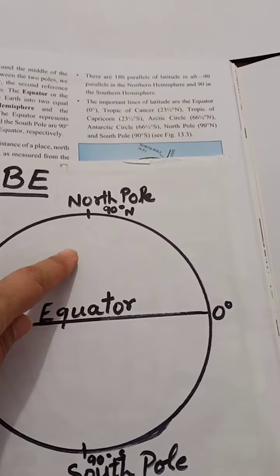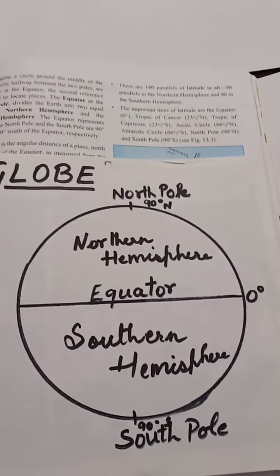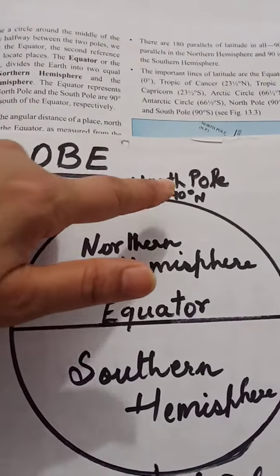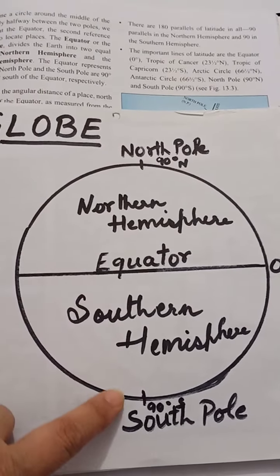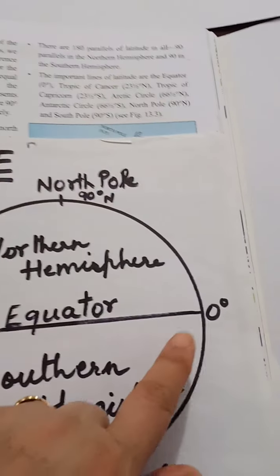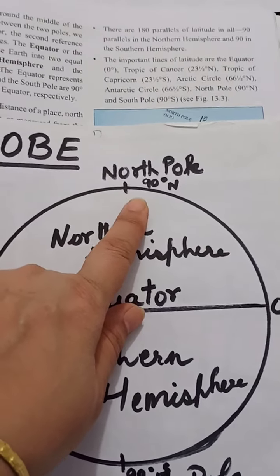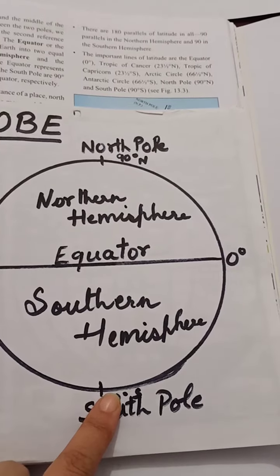This is the northern hemisphere, this is the southern hemisphere. Now see this, I have written on this. This is the northern hemisphere, which is from the top down to the North Pole, and this is the southern hemisphere, from here to here, which is at the South Pole. Always the equator is at 0 degree, and always the North Pole is 90 degree north and the South Pole is 90 degree south.